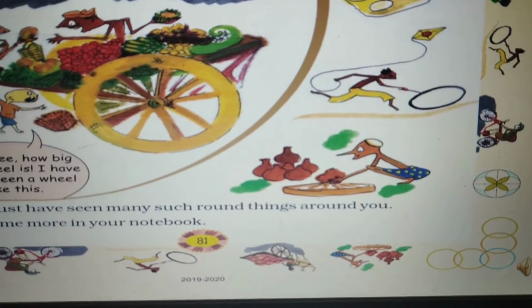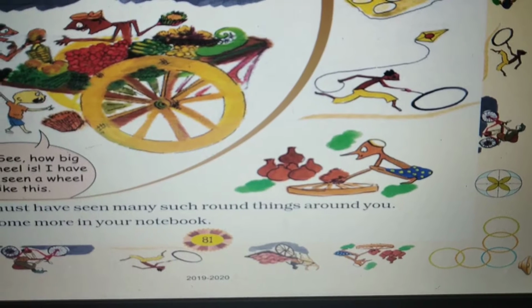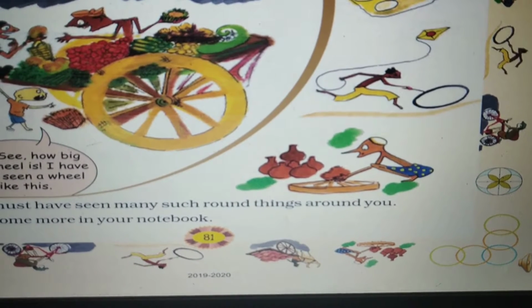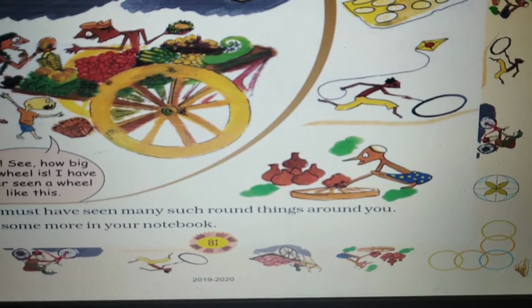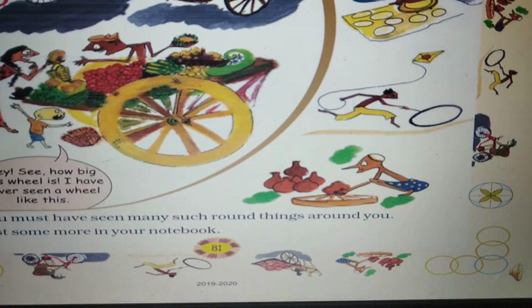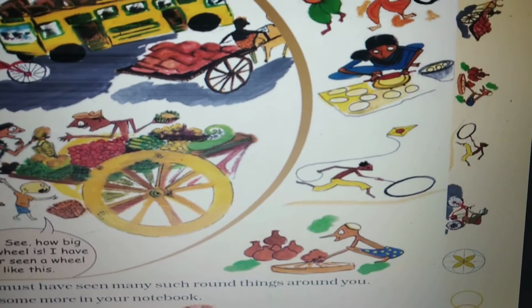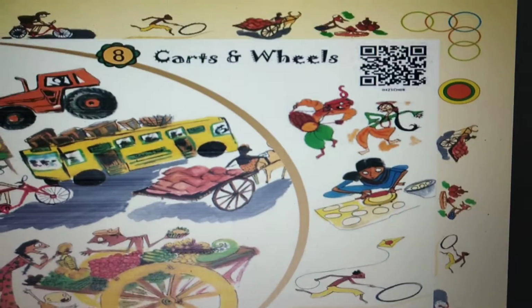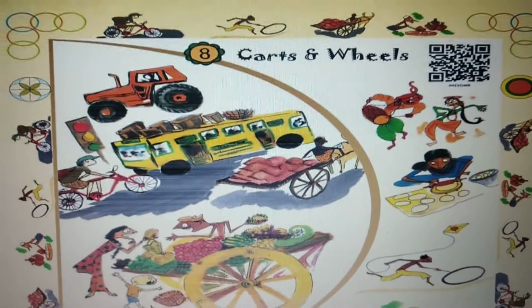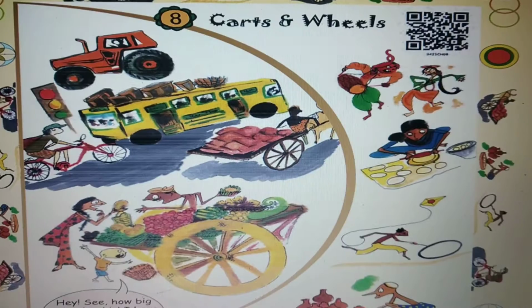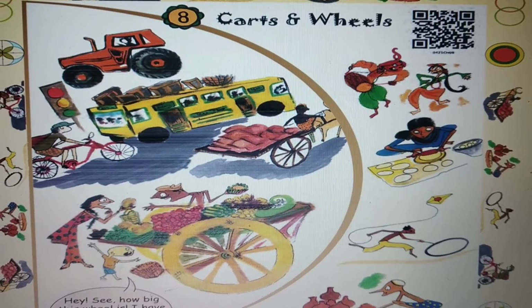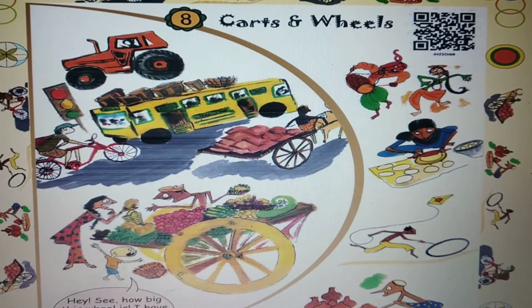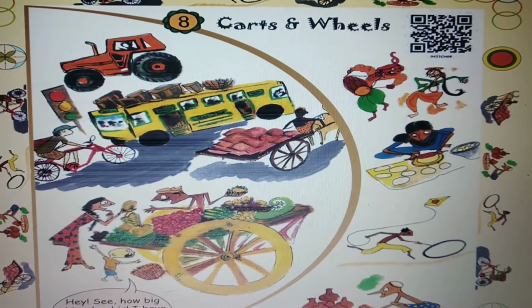This is potter wheel. Potter wheel is used for making round utensils of ceramics. These are ball, bangles. All these are round objects. So students, looking at this page, you must have come to know that today we will study about the circular objects.